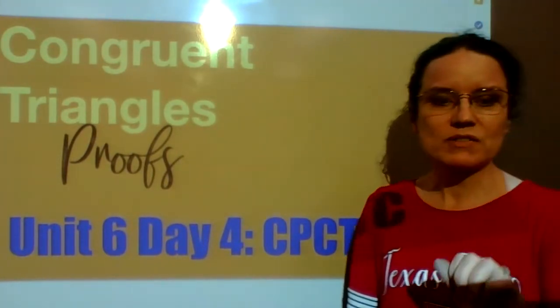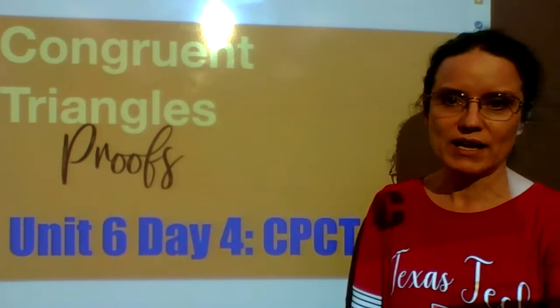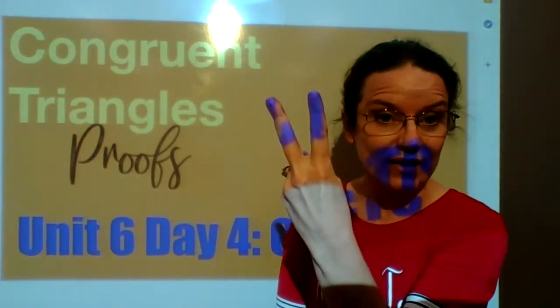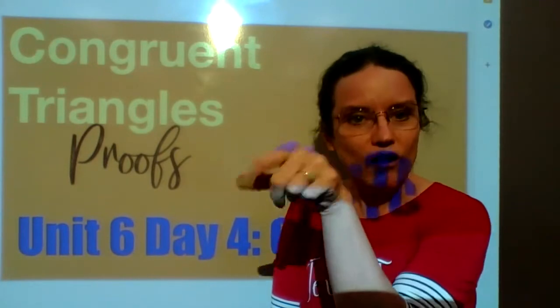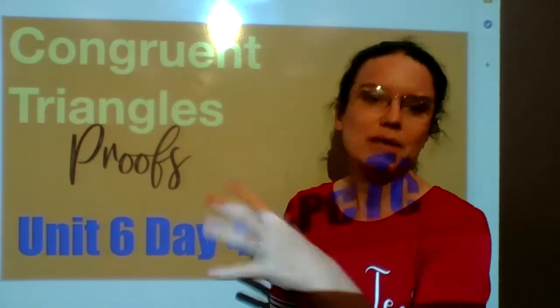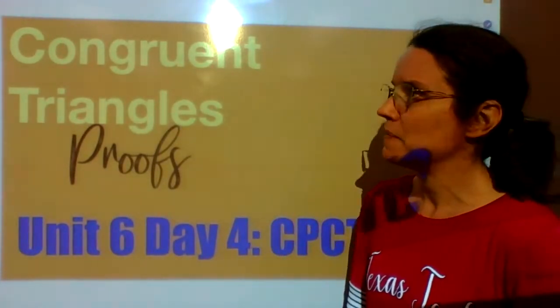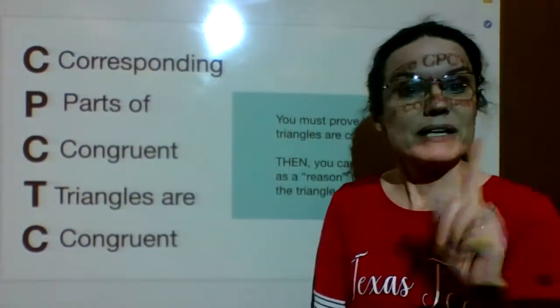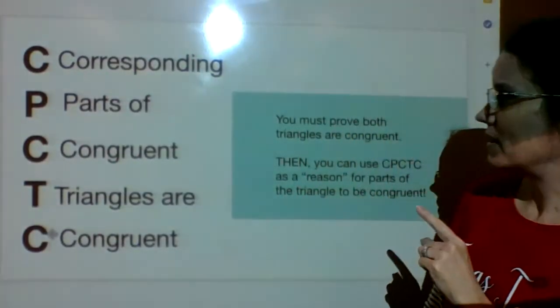This means that corresponding parts of congruent triangles are congruent. What that tells us is that if you've got two triangles that are congruent, all their parts, when you line them up, must also be congruent. And I sure hope you're thinking, wow, that's obvious, Mrs. Cerna. But if it's not obvious, let's chat about it for a minute.